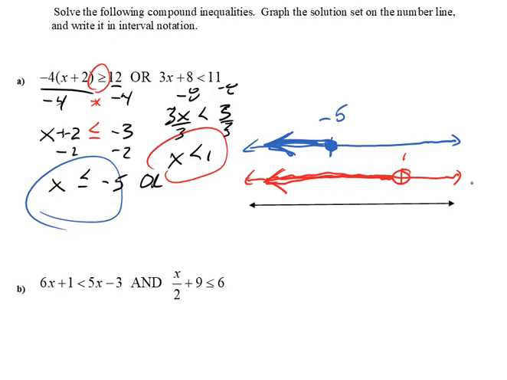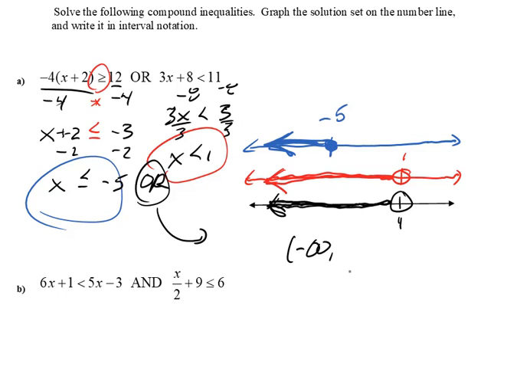less than. And our OR connector means that we want the union of these two sets. We want to represent both sets. So everything from 1 to the left will represent all values in both inequalities. So our answer, the graph of our answer would be everything to the left of 1, and then the interval notation would be from -infinity to 1 with a parenthesis.